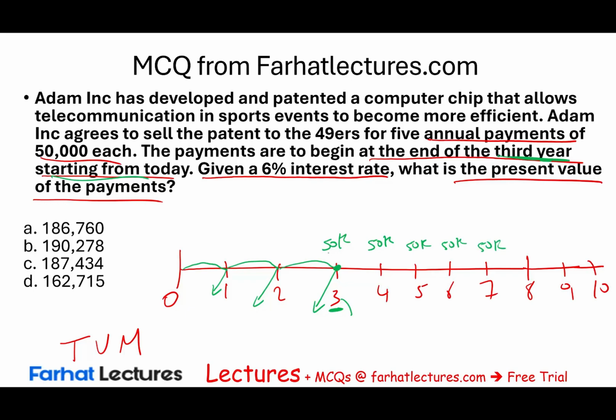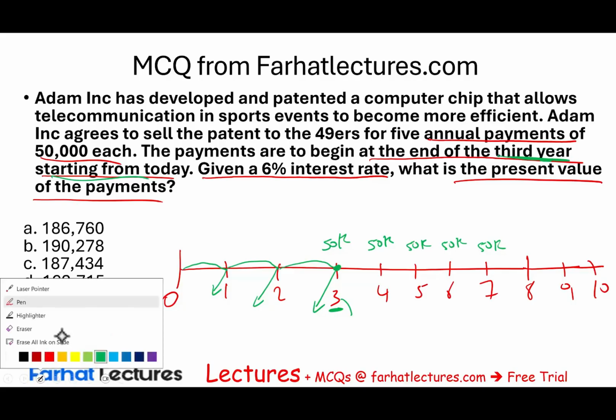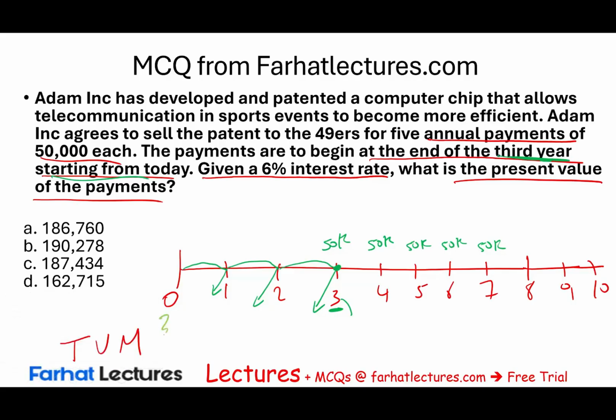So 50,000 from the end of the 3rd year up until the 7th year. Now, what we need to know is how much is the present value of this deferred annuity. This is not any type of an annuity. This is a deferred one. Deferred means it doesn't start until after a period of time.